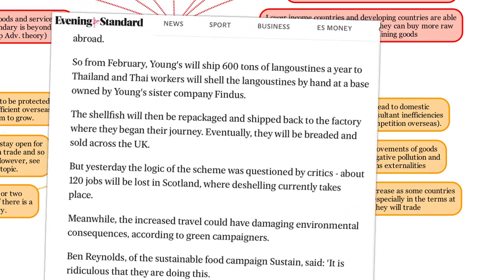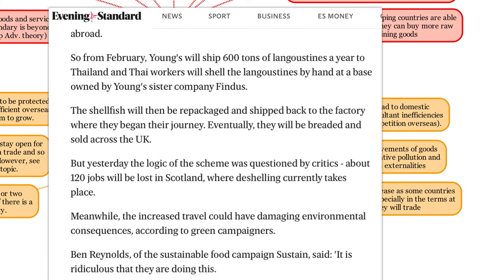This is an older article, I know that, but it's from the Evening Standard. This is when Young's, a company that makes farmed prawns, decided they're going to ship 600 tons of prawns over to Thailand, and they're going to shell them, and then repackage them and ship them back to the factory where they began their journey, i.e. they're going to be caught or farmed, if you like, in Scotland. They're going to be sent over to Thailand, shelled by hand, and then sent back to Scotland, where they'll be breaded and sold across the UK.